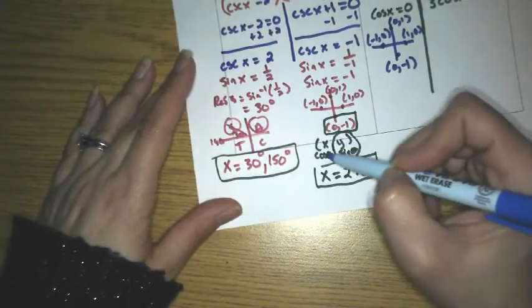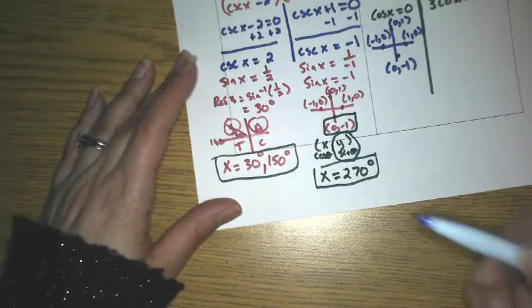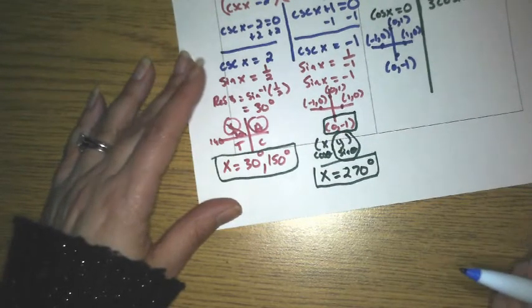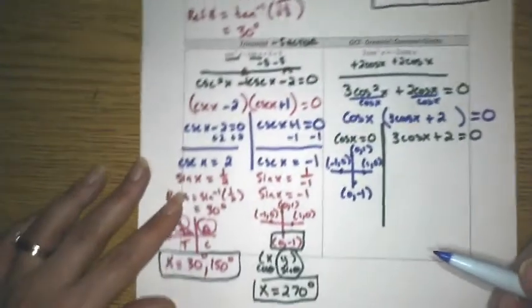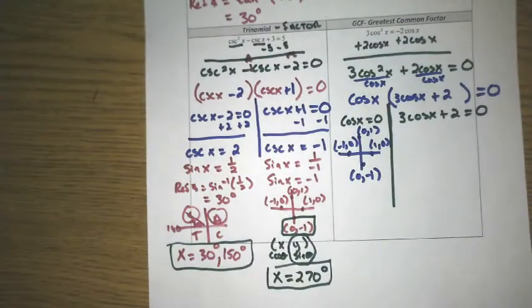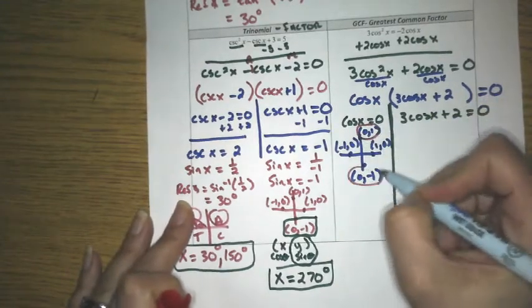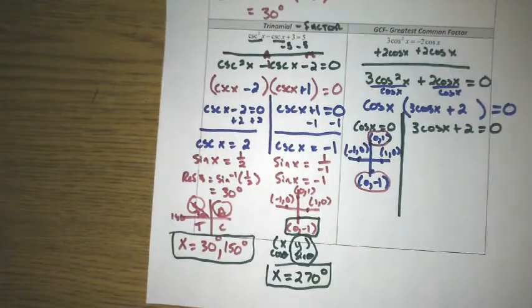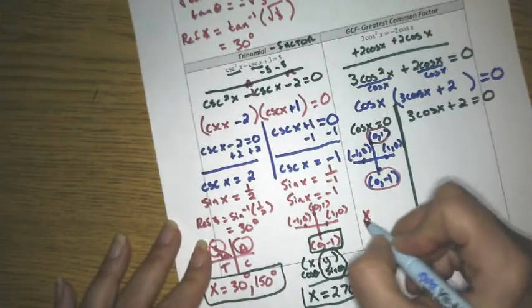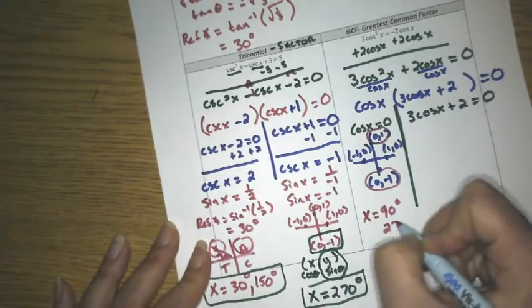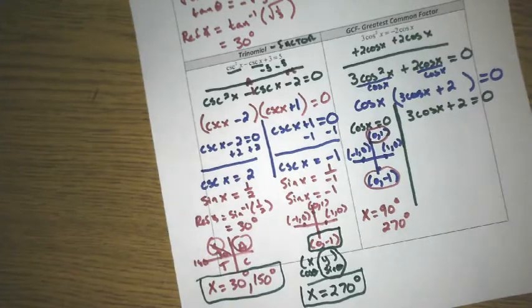If you remember, based on this problem over here, cosine is your x-coordinate. So I want the x-coordinate to be 0. My x-coordinate is 0 here in this part and in this part. That's where my x-coordinate is 0. So my answers for my angles are 90 degrees and 270 degrees for that part.